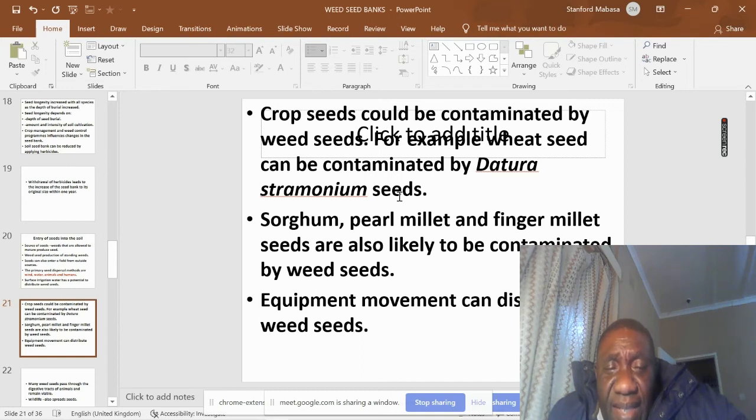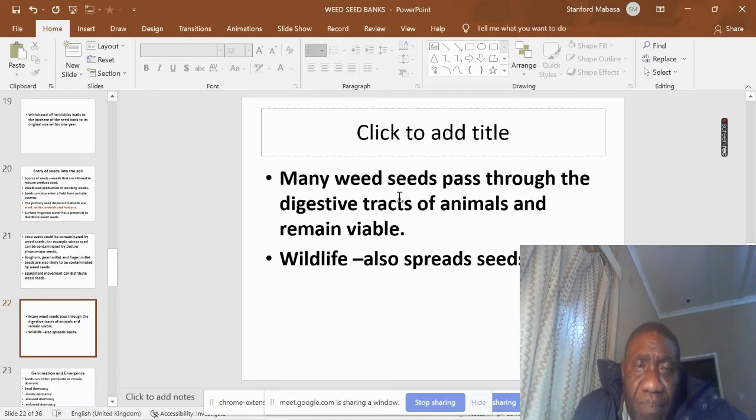Equipment movement can distribute weed seeds. So many weed seeds pass through the digestive tracts of animals and remain viable. So when we apply manure, we could also be adding weed seeds to the seed bank. Wildlife also spread these seeds.